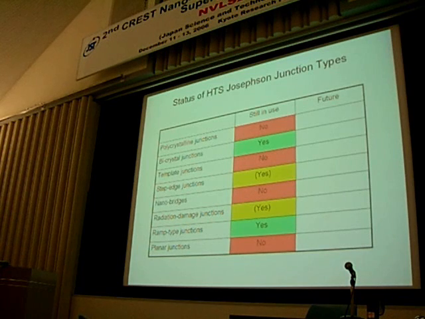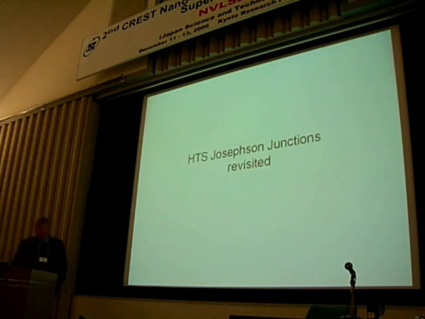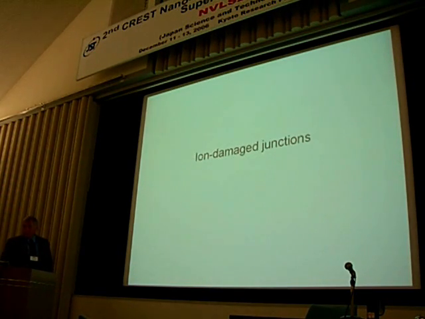Template junctions, these are junctions where you make use of the fact that on different materials the orientation of the yttrium-barium copper oxide can change when it grows on top, and then you get again grain boundaries on that. Stepped junctions, somewhat. Nanobridges are not used. Radiation-damaged junctions, I will come to that soon, came up. Ramp-type junctions, yes, and planar junctions. At the time, no. Let's revisit what's now going on.